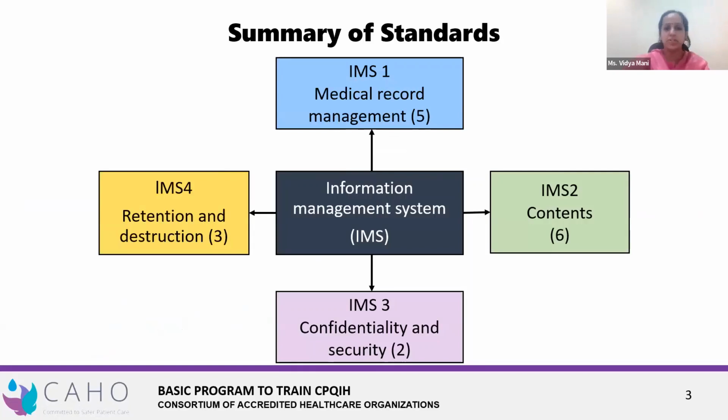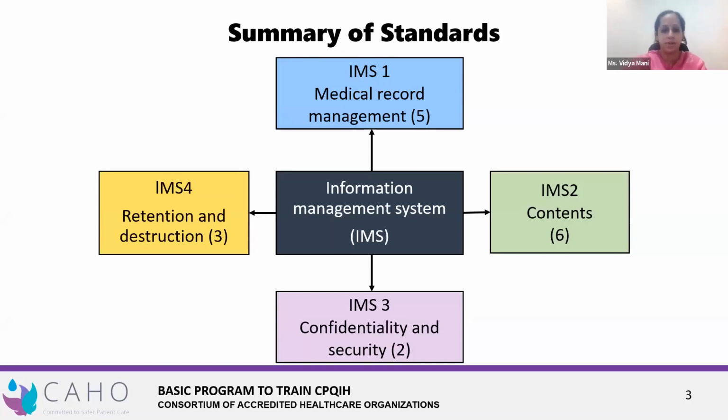So IMS 1 talks about medical record management. It has 5 objective elements. And IMS 2 talks about the contents of a medical record, which has 6 objective elements. And IMS 3 talks about confidentiality and security with regards to the medical records. And it has 2 objective elements. And IMS 4 is about retention and destruction of medical records. That is in summary of the IMS chapter.